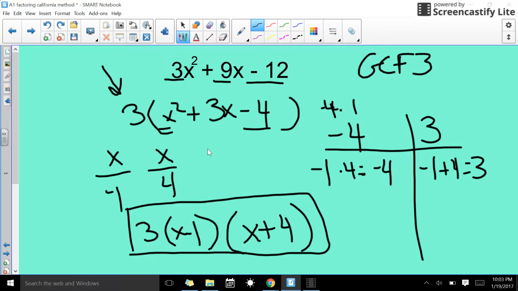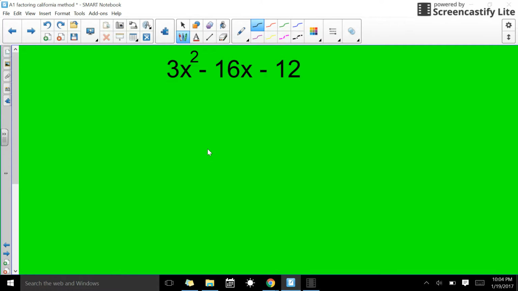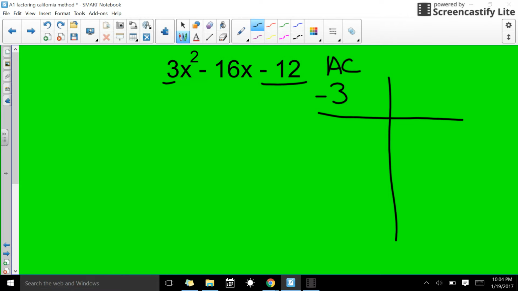Okay, moving on up. Here we go. First thing you got to ask yourself, do I have a GCF? No, I don't, because 3 does not go into 16. So let's go ahead and make our chart. So I have 3 times negative 12 for my AC. 3 times negative 12 is going to give me negative 36. Sorry. Which one am I doing? All right. And then my B over here is negative 16.